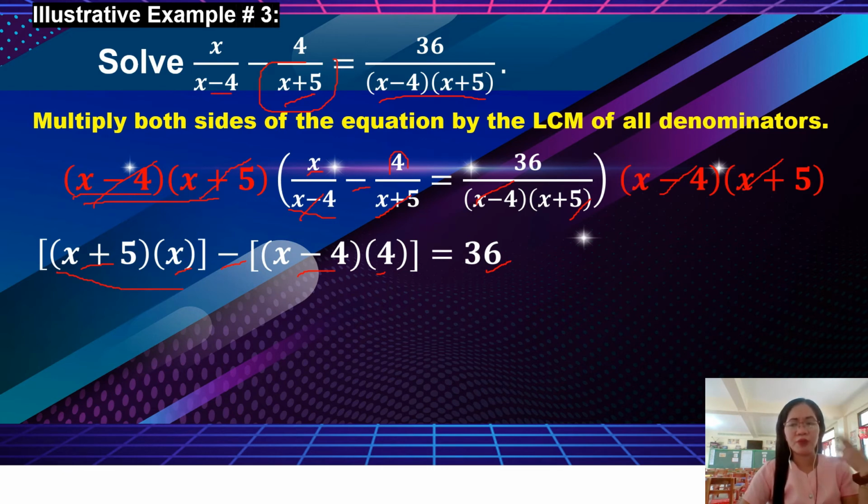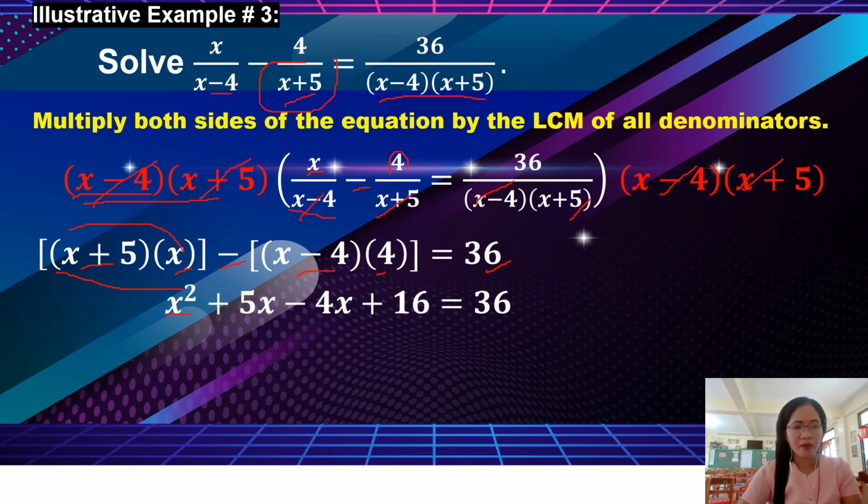Then, multiplying a monomial by a binomial again. So we're going to distribute the monomial. So x times x is x squared. x times 5 is 5x, copy minus. x times 4 is 4x. Negative 4 times 4 is negative 16, times this negative is positive 16, equals 36.